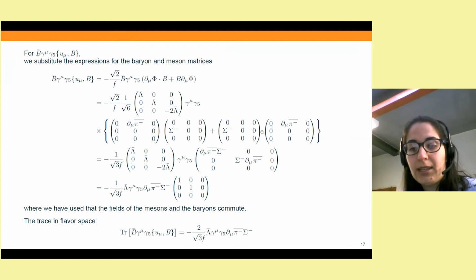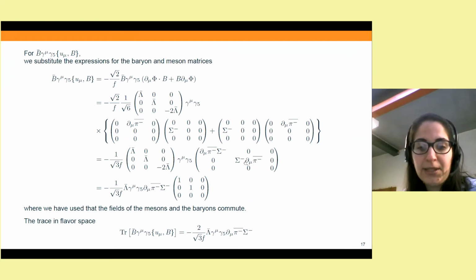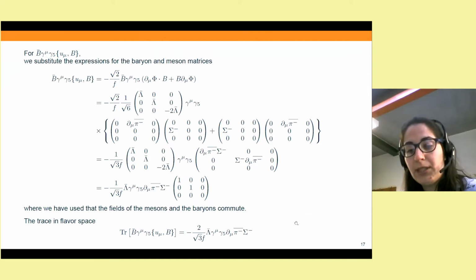And then here we get the opposite, but now we can apply the fact that the fields of mesons and baryons commute among themselves. This was not the case for meson fields multiplied by meson fields. When we were taking the derivatives, we had to take the derivative of the first field multiplied by the second field, and then the derivative of the second field multiplied by the first one. But when we have mesons and baryons, these fields commute, so these two terms are the same here, so we can take them out of the matrix.